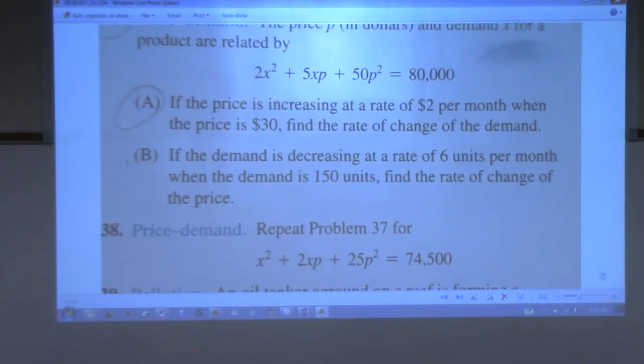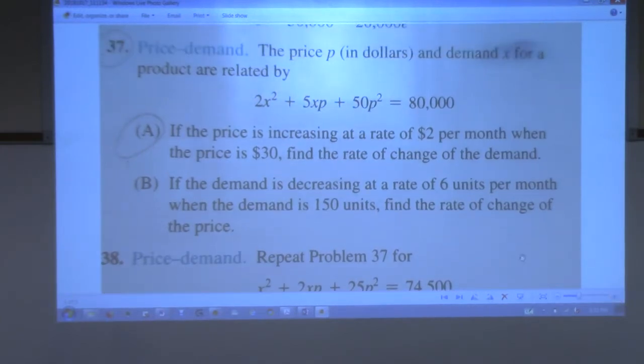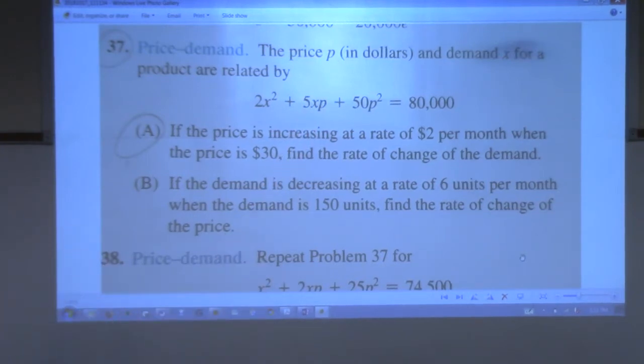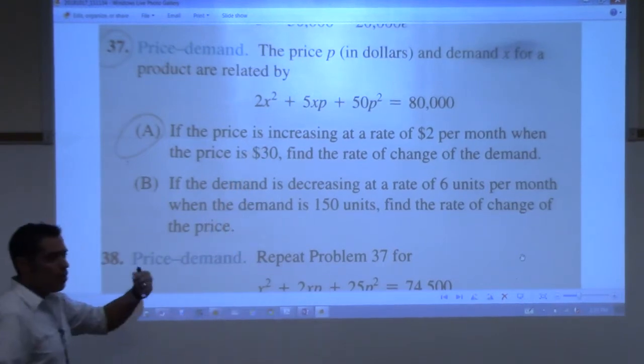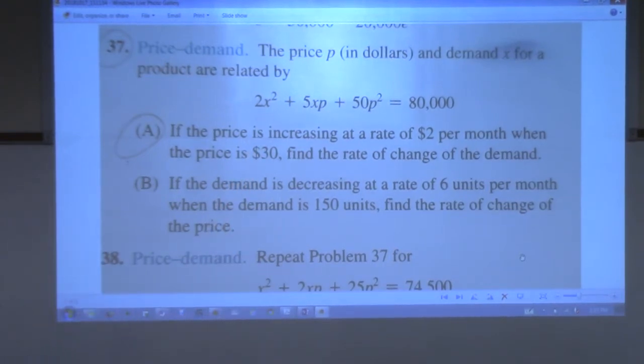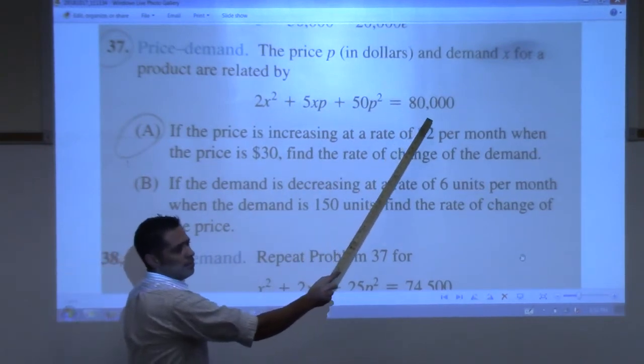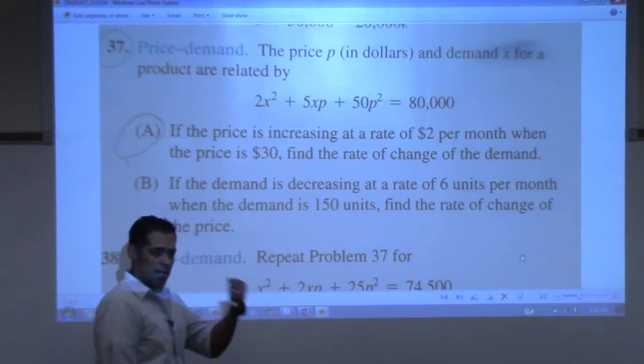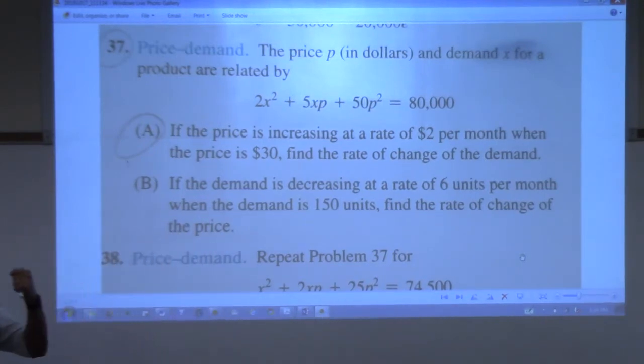Yeah, we're doing 37. Okay, so P is price, right, in dollars. And demand is X. So X is the number of items that are demanded, whether it be calculators or whatever it is. Did I even mention that here? No, they don't, right? Do you see time anywhere in here? Are they talking about time here? No, talking about dollars and demand. The money, right? And how many products we have.